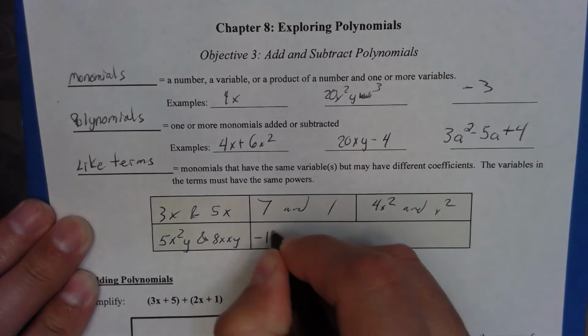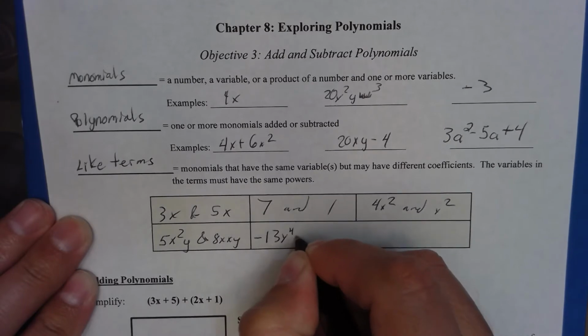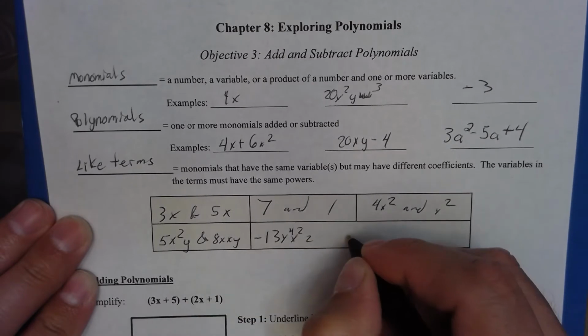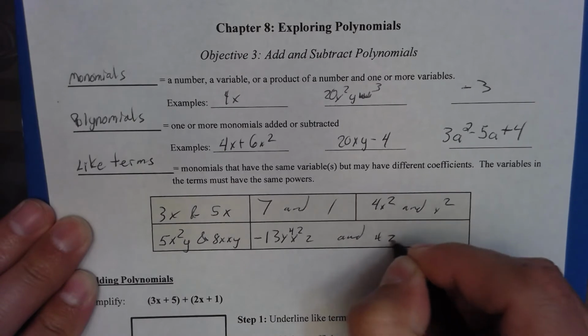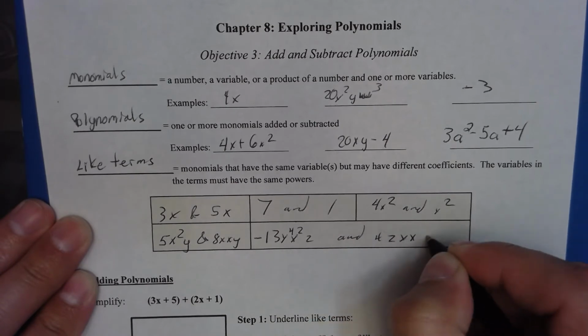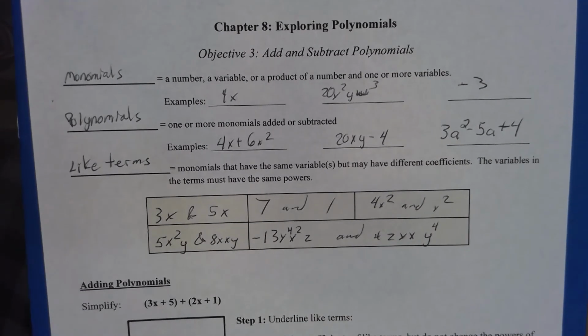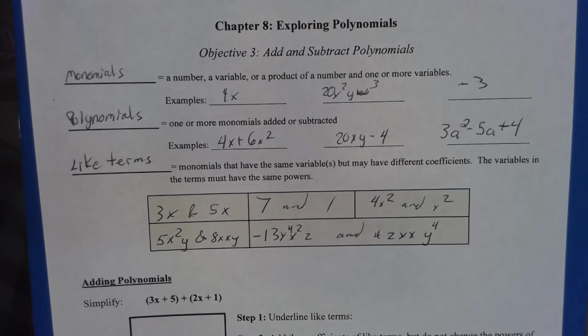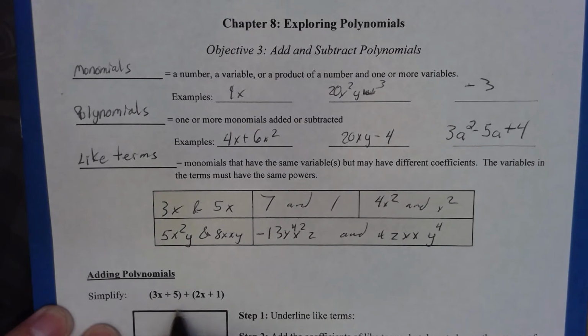And we can even get bigger with -13y to the fourth x to the second z and 4z xx y to the fourth. Those are going to be like terms. Those can be combined. So with that, adding polynomials, the thing we need to think about is simplifying these.